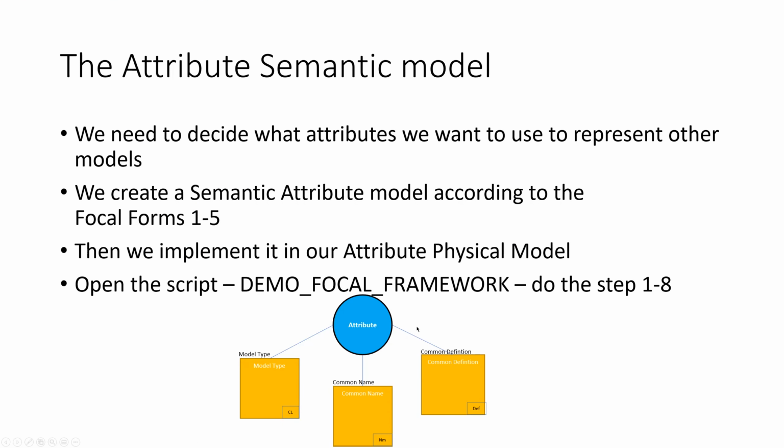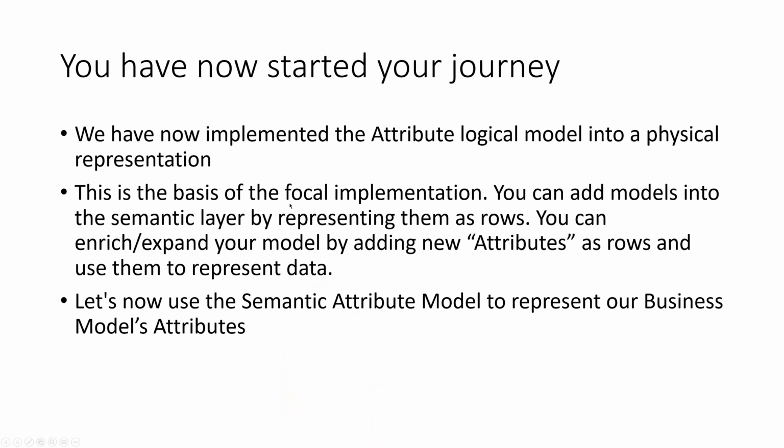So we have now implemented this model. Remember, we created attribute, instances of attribute, one for model type, one for common name, and one for common definition. And then we used themselves to describe themselves. That's where your head starts to hurt. But don't focus too much on that. Let's move on.